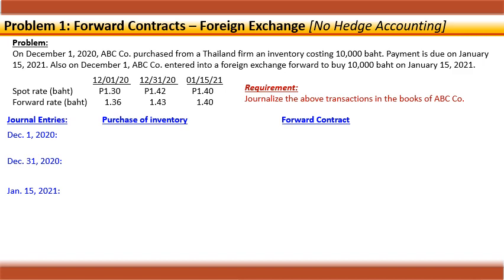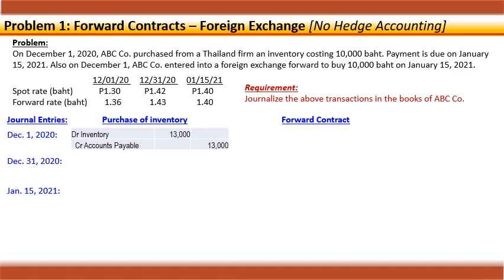Okay, sabi natin from our previous module, meron tayong foreign currency transactions. The purchase of the inventory, the hedge item, is accordingly accounted for under that PAS 21. So, tingnan natin yung entry. So, bumili ka ng inventory, 10,000 baht, pero babayaran mo on a later date. So, on December 1, bumili ka. So, meron kang entry na debit inventory, credit accounts payable, na itatranslate mo using the spot rate at the date of transaction, which is 1.3. The spot rate on December 1.